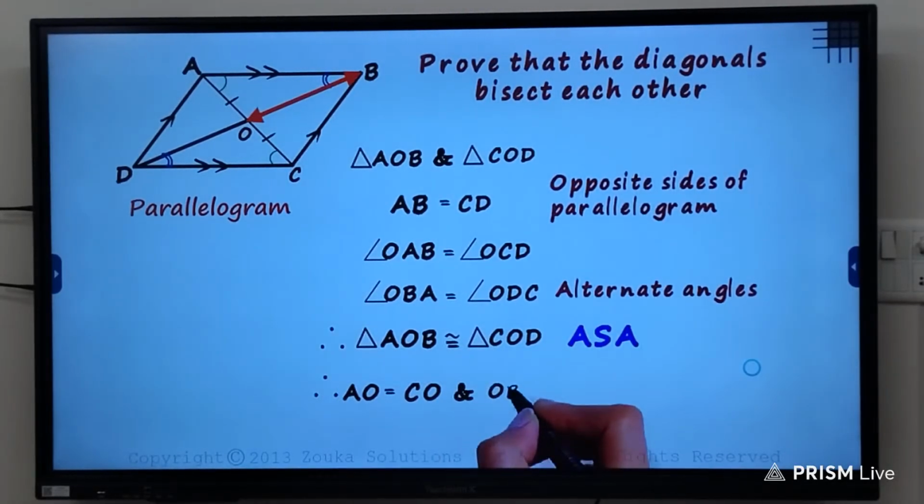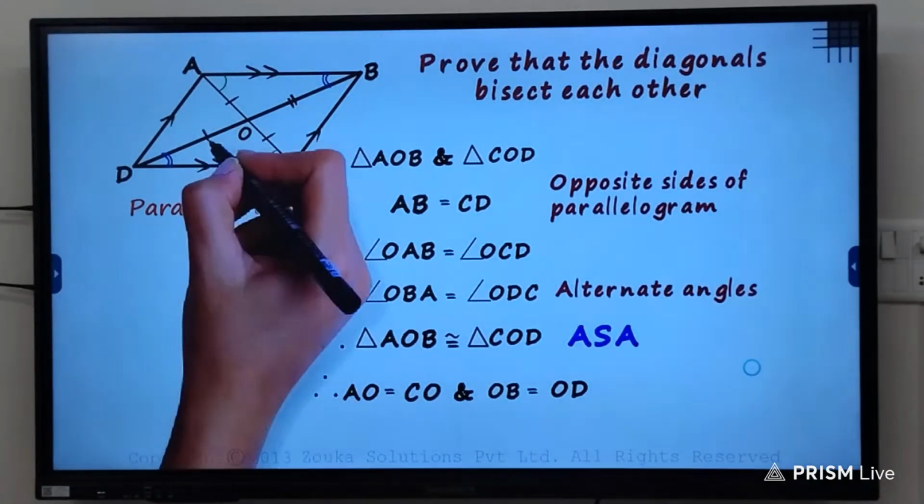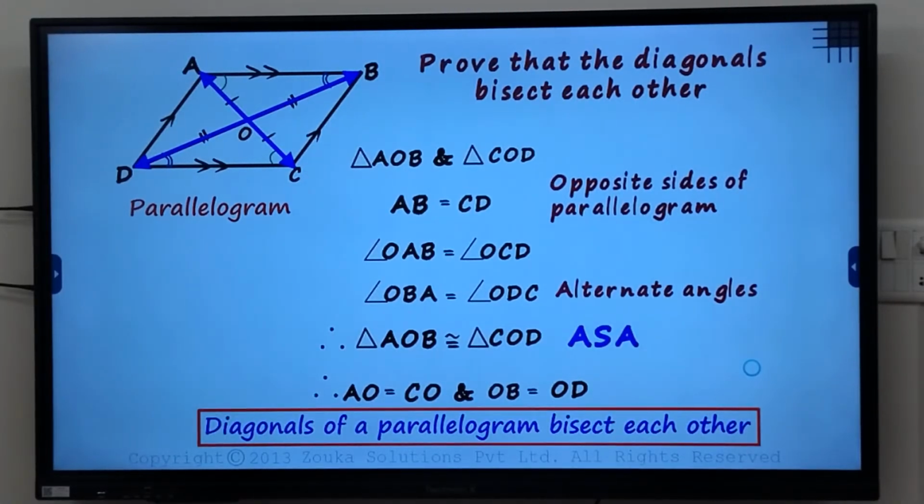Similarly, side OB is equal to side OD. This side is equal to this side. Don't forget what we actually proved. The diagonals of a parallelogram bisect each other.